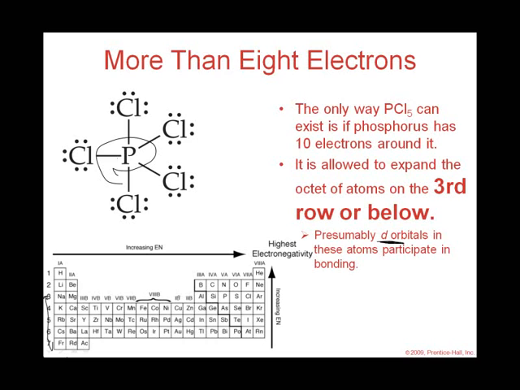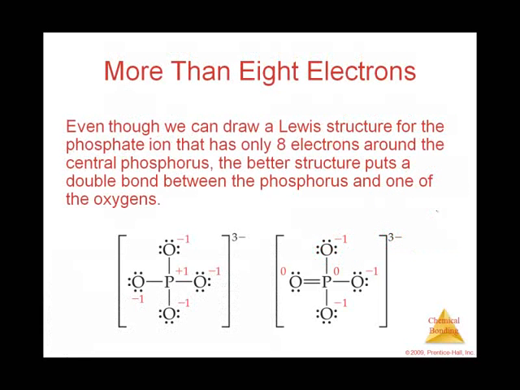So this only happens when you have an element that can handle an expanded octet, which means it has d orbitals, even if they are empty. Now, even though we could draw a structure where this phosphate ion has an expanded octet, the preferred structure is one where it has a double bond.